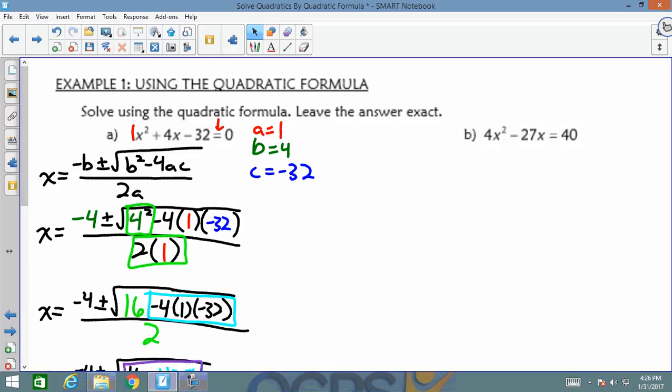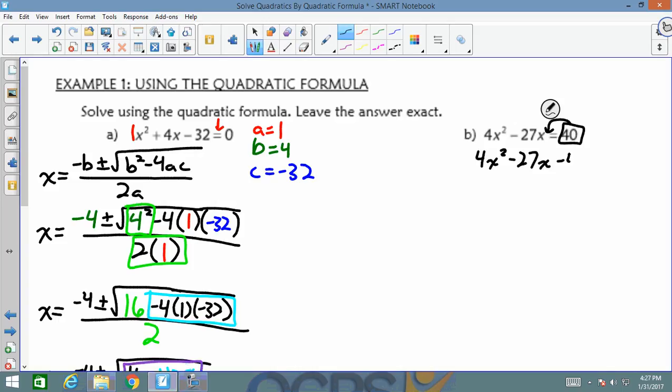Okay. Remember, everything on the right-hand side must be moved to the left, so we've got to take this 40 and move it over there. Remember, when you cross that equal sign, it then becomes negative 40.